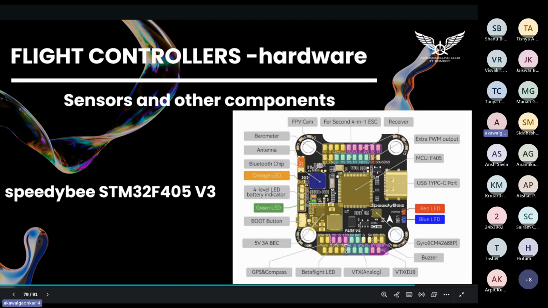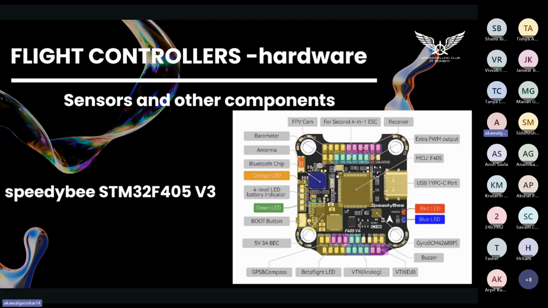What are these? These are UART ports. As I told you earlier, TX and RX. T is for TX and R is for RX. You can add मतलब receivers, GPS, anything to it, because it is UART. You can add any external sensor to it. So moving on to the next part.